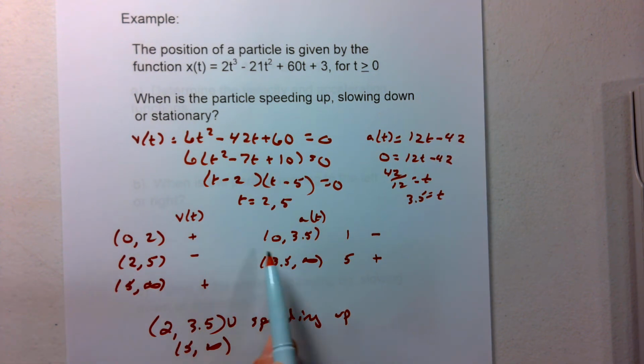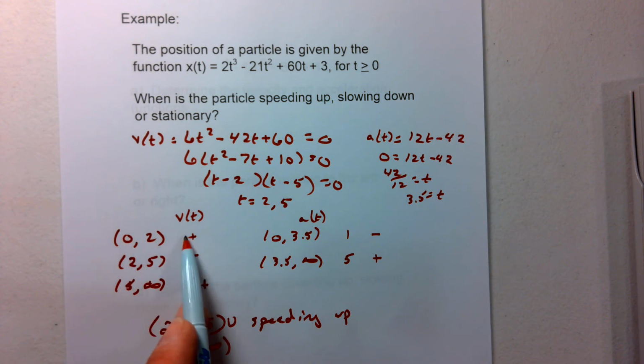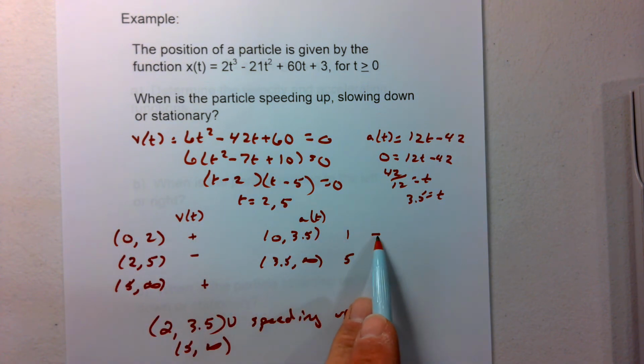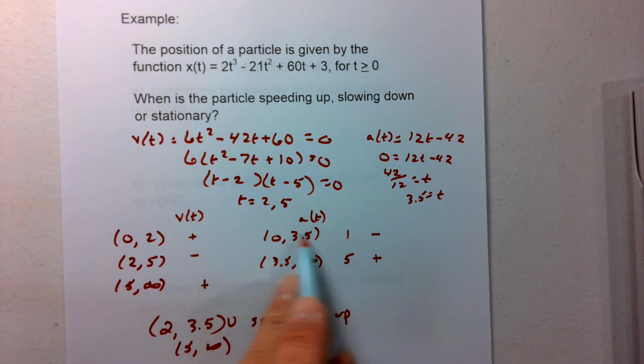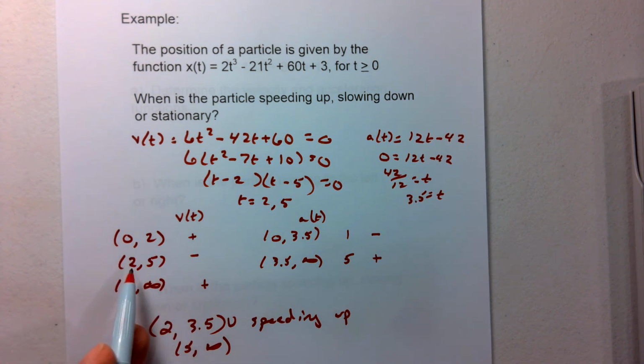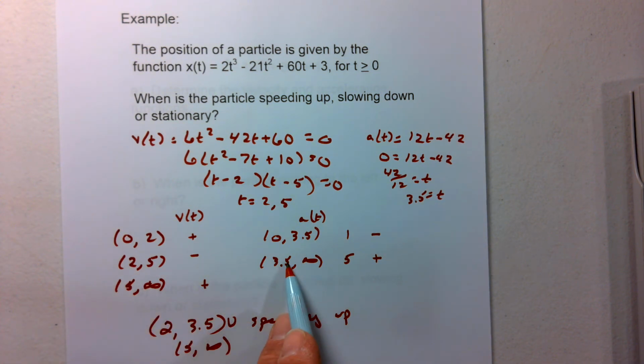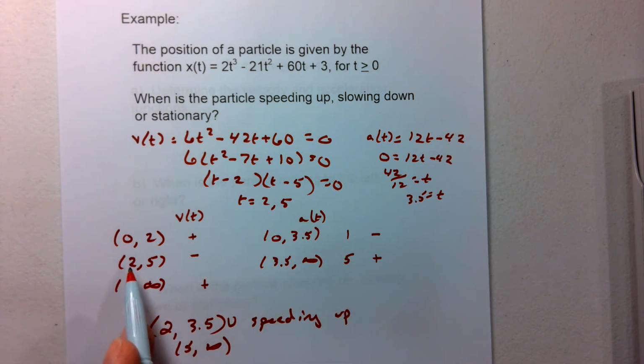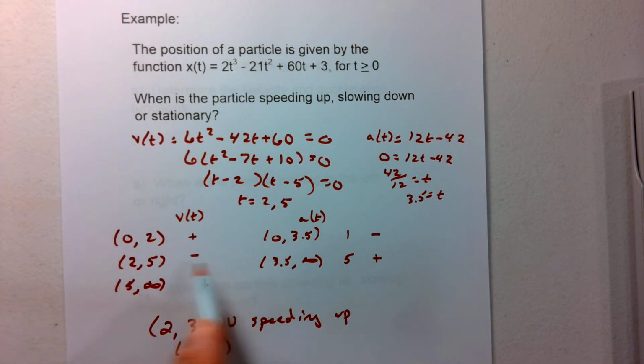Now when is it going to be slowing down? Well, this is going to be slowing down when they have opposite signs. So here from 0 to 2 it's positive, 0 to 3.5 is negative, so from 0 to 2 these two have different values, positive and negative. We also know from 2 to 5 is negative, from 3.5 to infinity is positive. So from 3.5 to 5, those two values are going to be different as well. So we know that they're going to be slowing down.